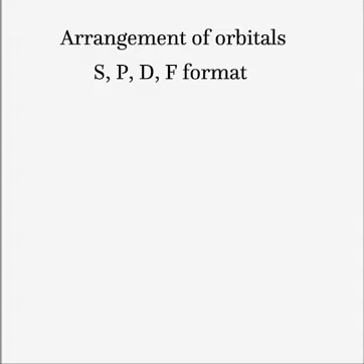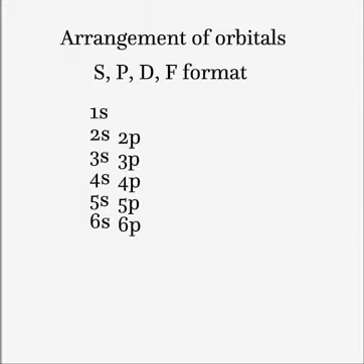An easy way to understand how orbitals are arranged is, first you write out the s orbitals attached to numbers in a vertical format. So we have 1s, 2s, 3s, 4s, 5s, 6s, and so on. Next is to write out the p orbitals attached to numbers in a vertical format starting from number 2. So we have 2p, 3p, 4p, 5p, 6p, and so on. We do the same for d orbital starting from number 3. So we have 3d, 4d, 5d, 6d. And lastly for f orbital, we do the same thing starting from number 4. So we have 4f, 5f, 6f and so on.